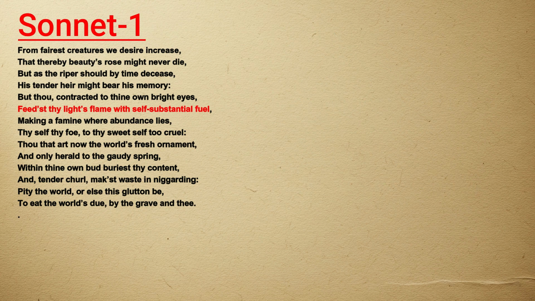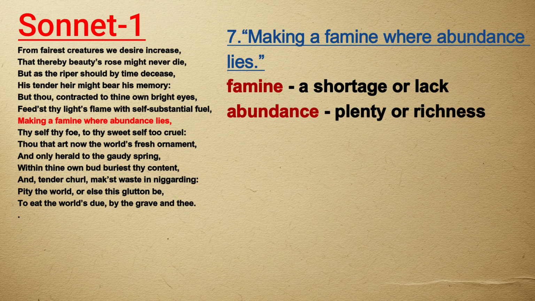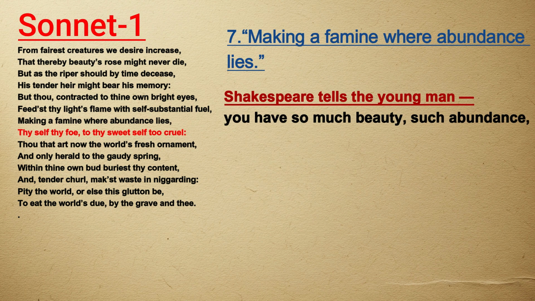Now, let's move to line 7. Making a famine where abundance lies. Here, famine means a shortage or lack, and abundance means plenty or richness. So the line means, you are creating a famine of beauty where there could be plenty. Shakespeare tells the young man, you have so much beauty, such abundance.